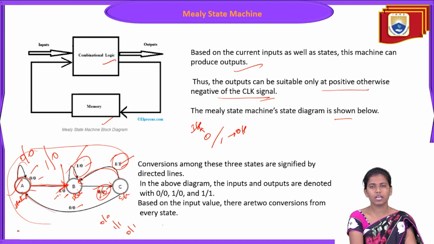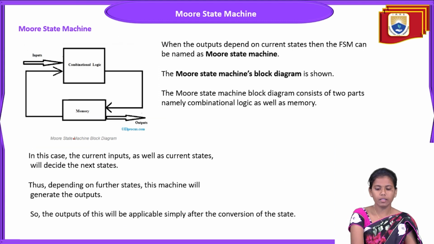So this is how the transitions between the different states, based on the input values, present input and past output values, can be signified. This is about the Mealy state machine. The Mealy state machine says output depends only on the present state of the input values. And then coming to the Moore state machines, the output depends on the current state of the FSM.